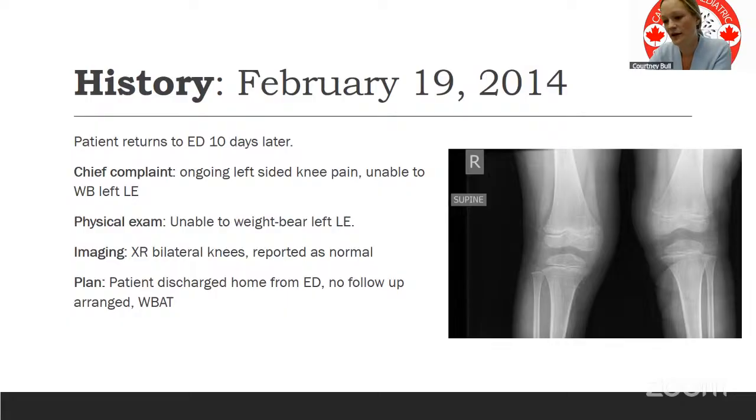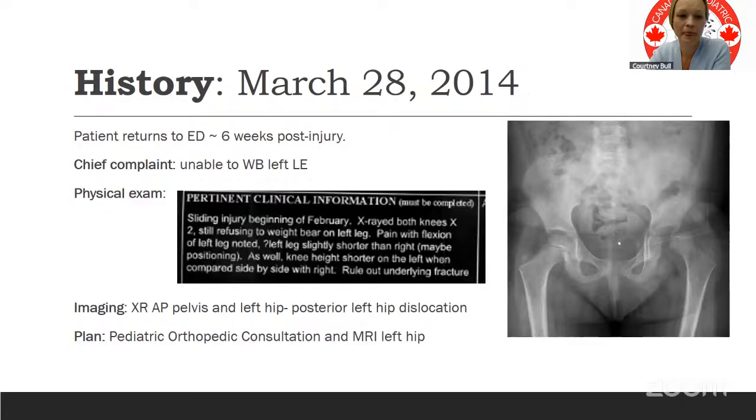This was a supine view. It was reported as normal by the radiologist. Of note, you can see in this x-ray that the knee heights are different. Again, this patient was discharged home from the emergency department with no follow-up plan and was told to weight bear as tolerated. She presented back to the emergency department 6 weeks later.